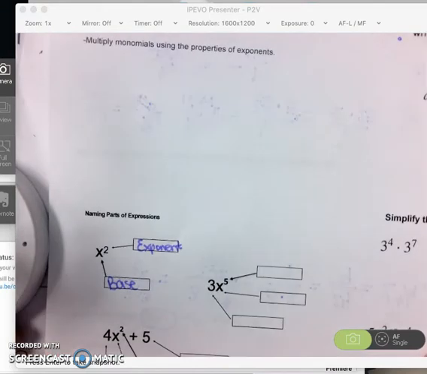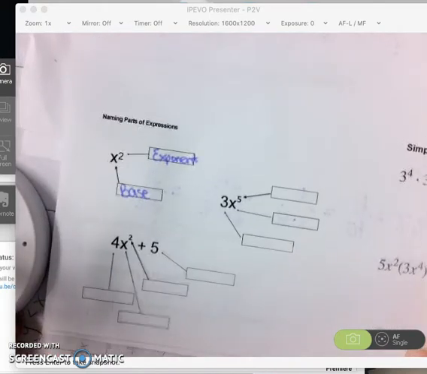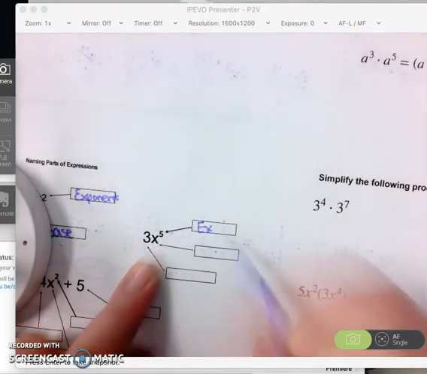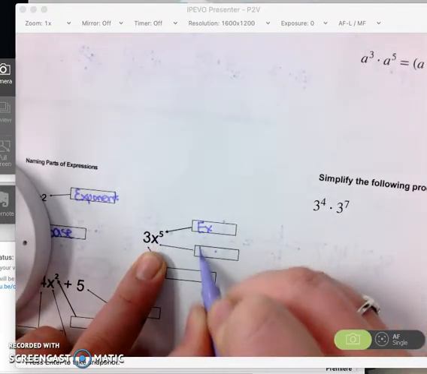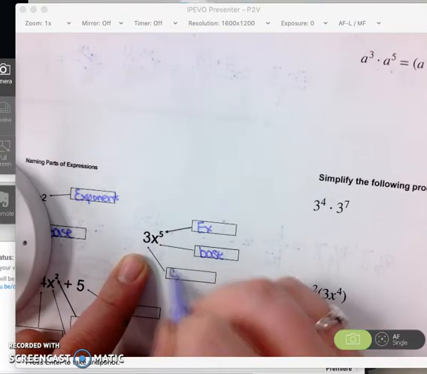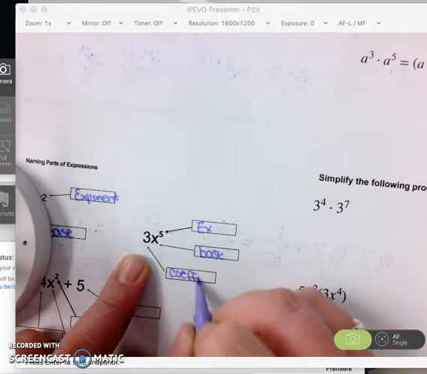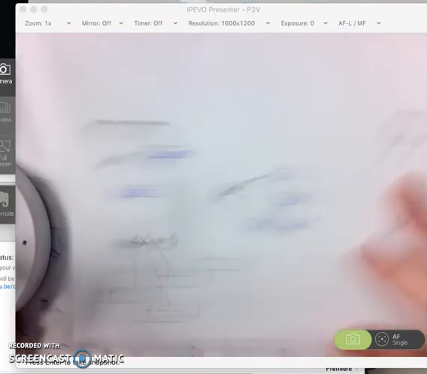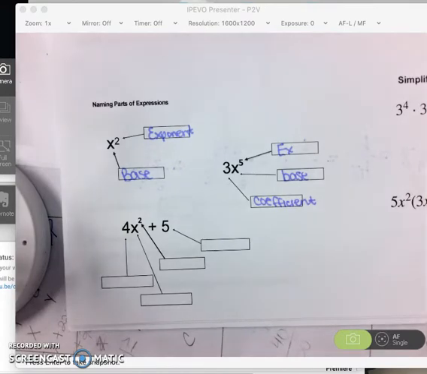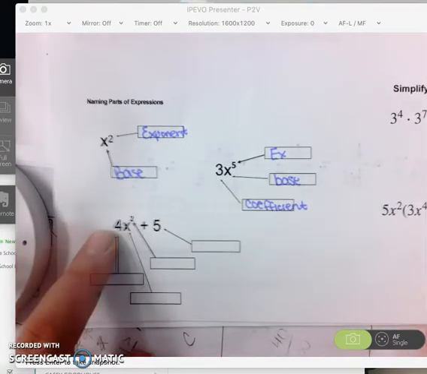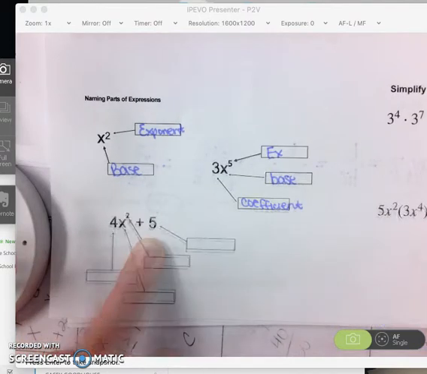If we have something like, let's go over this one, that 5 is our exponent, our x is our base, also our variable, and our 3 is our coefficient. Okay? Again, we have our exponent, our base, our coefficient, and then our constant.